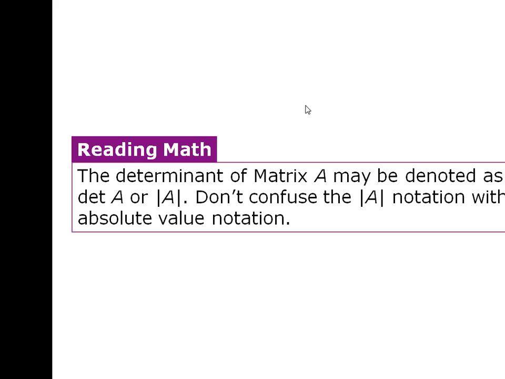The determinant of matrix A may be denoted as determinant A, or, again, those vertical line brackets around the A. So don't confuse that with the absolute value notation. That's not the same thing, and you won't have to worry about that with matrices, so don't be concerned as far as getting those confused.